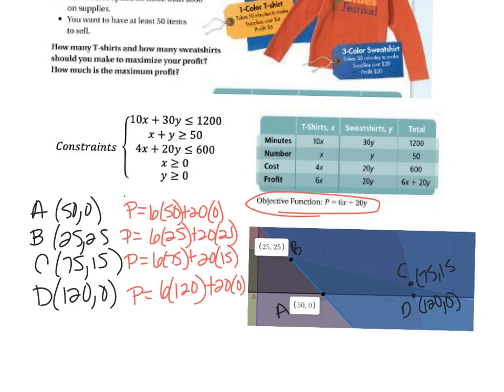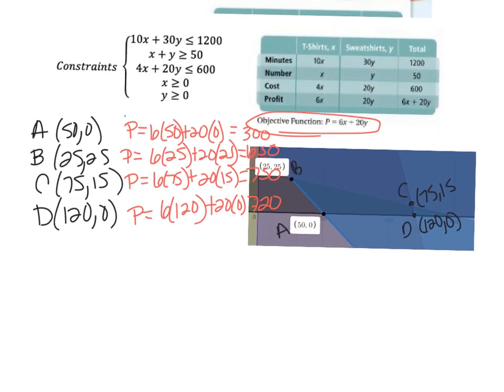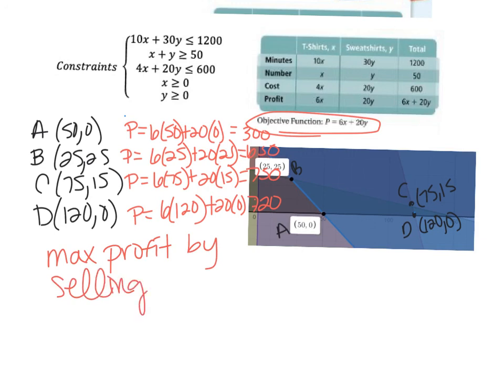So if you solved all of them, I will just tell you this one's 300, 650, 750, and 720. So we are looking for the maximized profit. What this means is your maximum profit, let me see if I can do this. Oh, there it goes. So your max profit would be, this one's our max profit here.